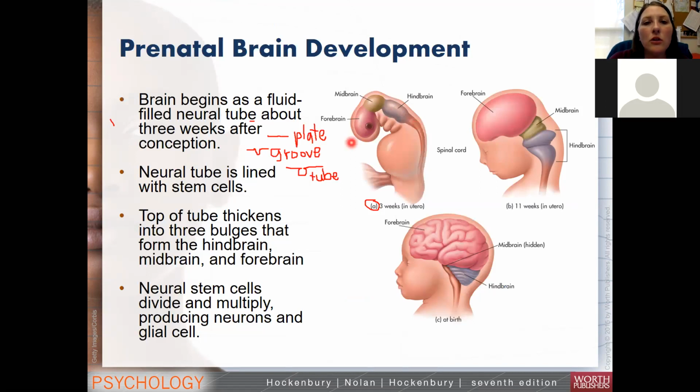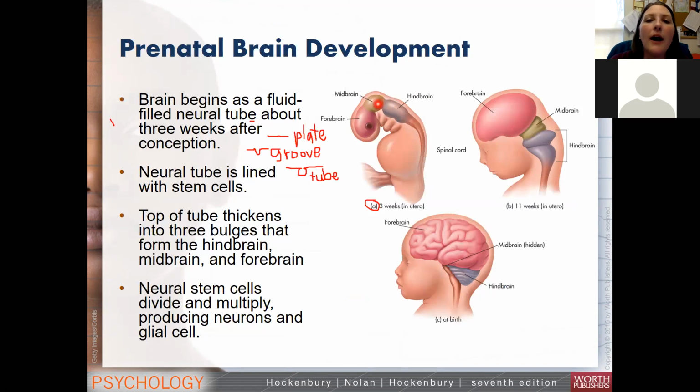So this right here, it goes from a plate to a groove to a tube, closes in, and is filled with fluid, and it starts to bulge out at different areas to make up the different parts of the brain. So this tube is lined with stem cells, which navigate themselves to different locations on the tube to become different parts of the brain.